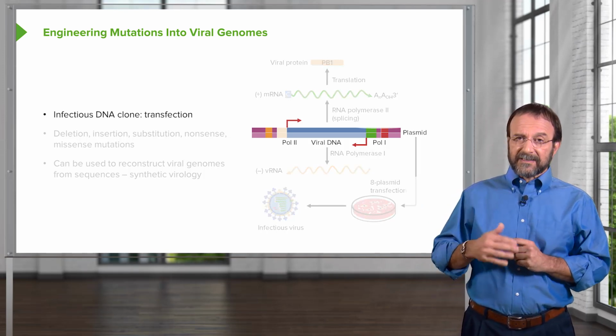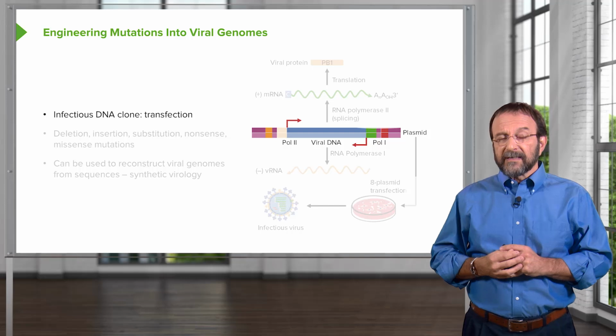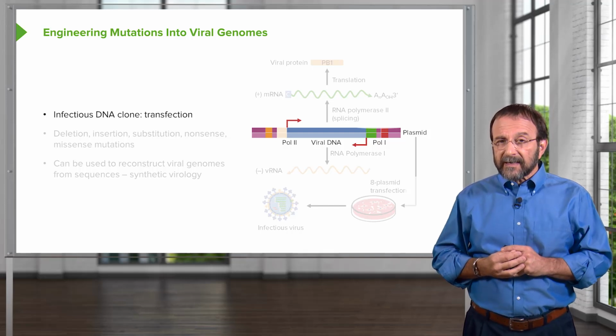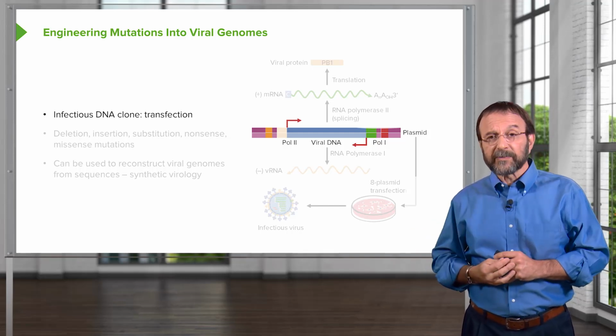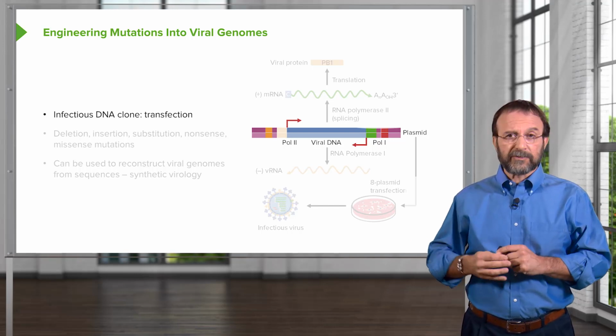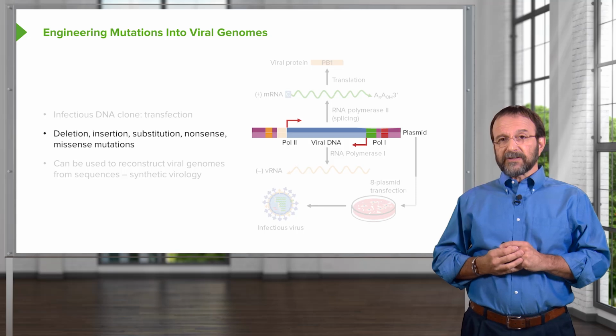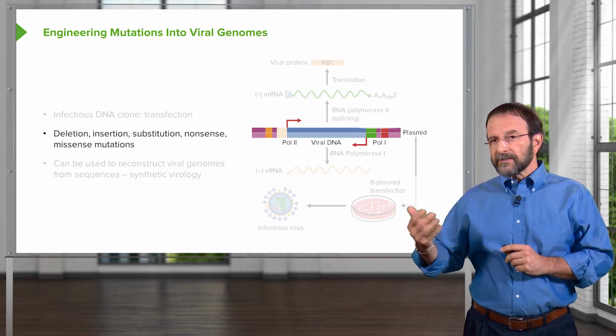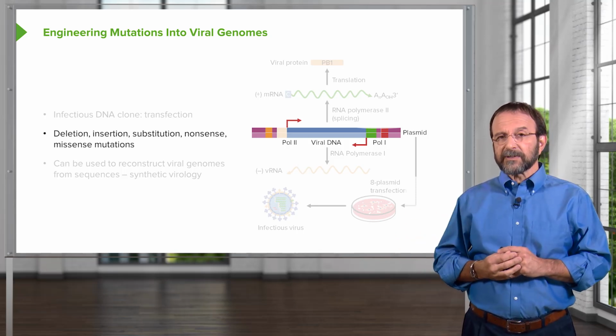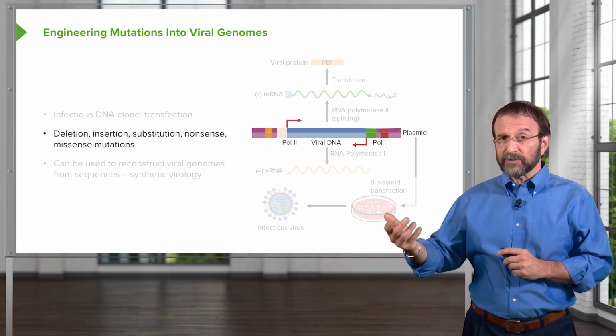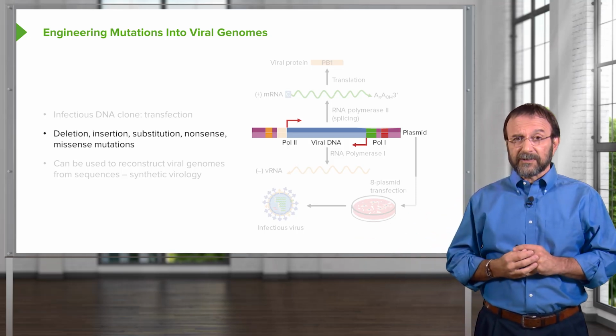Whether the virus has a DNA or an RNA genome, its genome can be made into DNA and cloned into a bacterial plasmid, which can be grown in bacteria and produced in high quantities. And then we can introduce all sorts of changes into it. We can make deletion, insertion, substitution, nonsense or missense mutations to study the virus. We can introduce foreign proteins to use the virus as a vector.